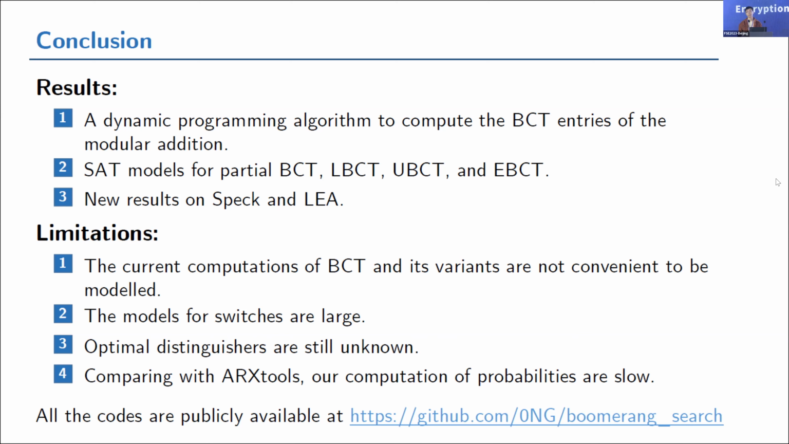If we want to search some complicated cipher, the model would be infeasible. And third, the optimal distinguisher is still unknown because our technique is a heuristic technique. And finally, comparing with ARX tools, our computation of the probabilities is slow. All the code is publicly available at my GitHub repository. You can download the code here.